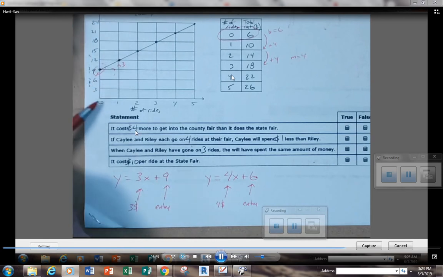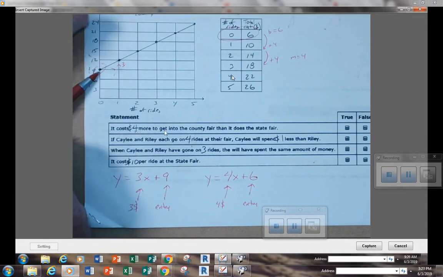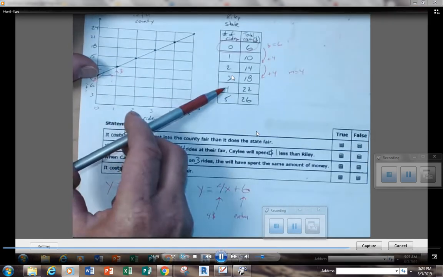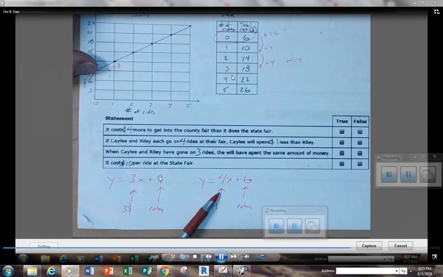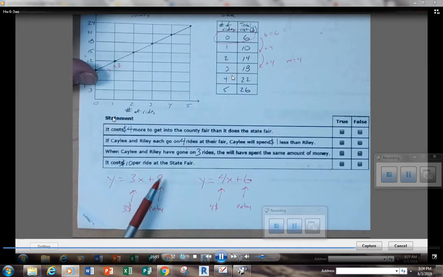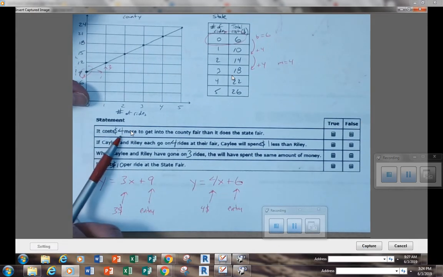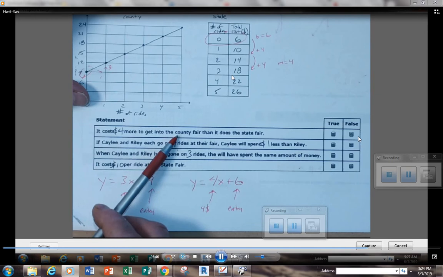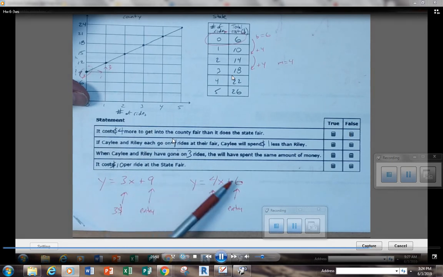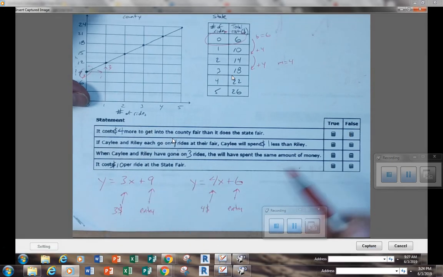It costs $4 more to get into the county fair than the state fair. Costs $9, $6. That is false. If it would have said $3 more, that would have been good, but that one is false. So $4 more to get into the county fair than the state fair, that would definitely be false. It's only $3 more to get into the county fair.